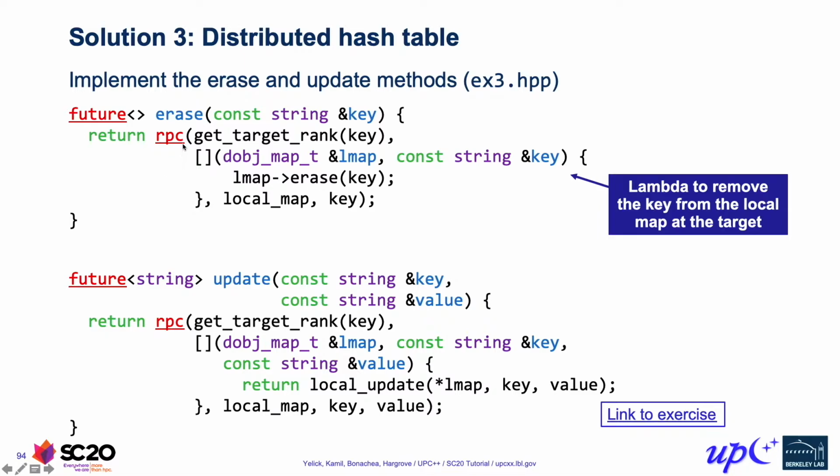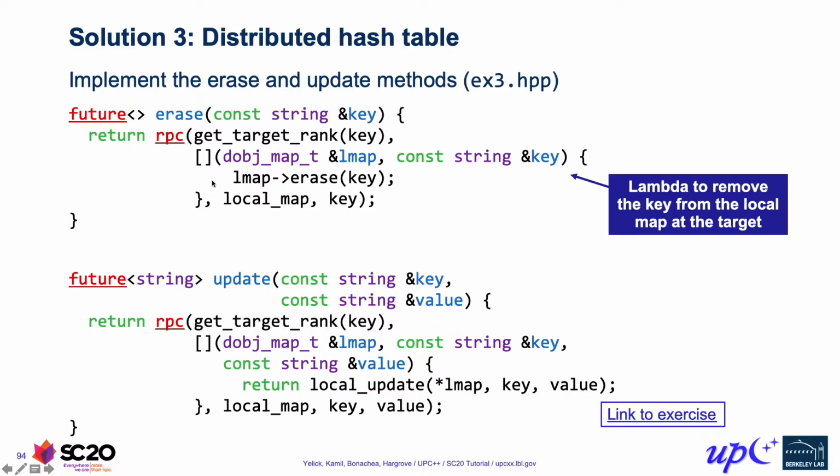The other arguments for RPC are the arguments that the callback actually needs. So we have our local map over on the caller side. What happens is this gets translated to the universal name. The universal name gets sent over, and then it gets translated back on the remote end to the local representative of the distributed object over there. And then finally, we also pass the key as an argument here as well.